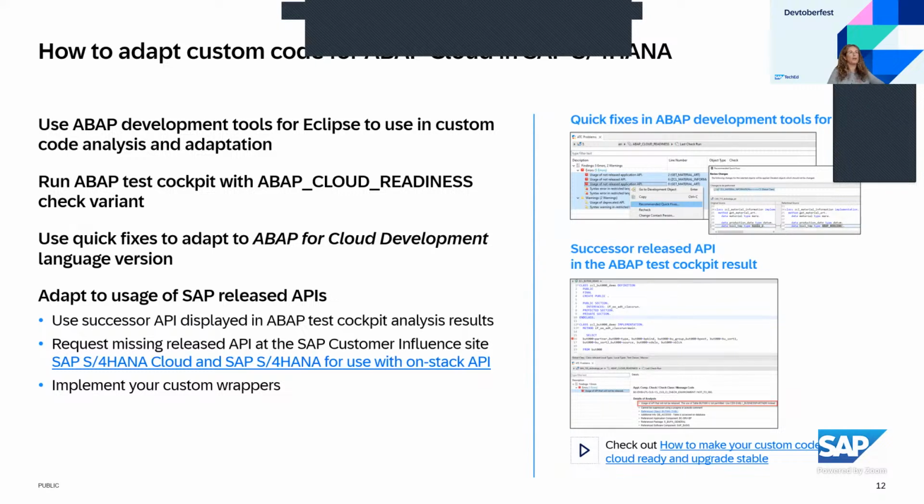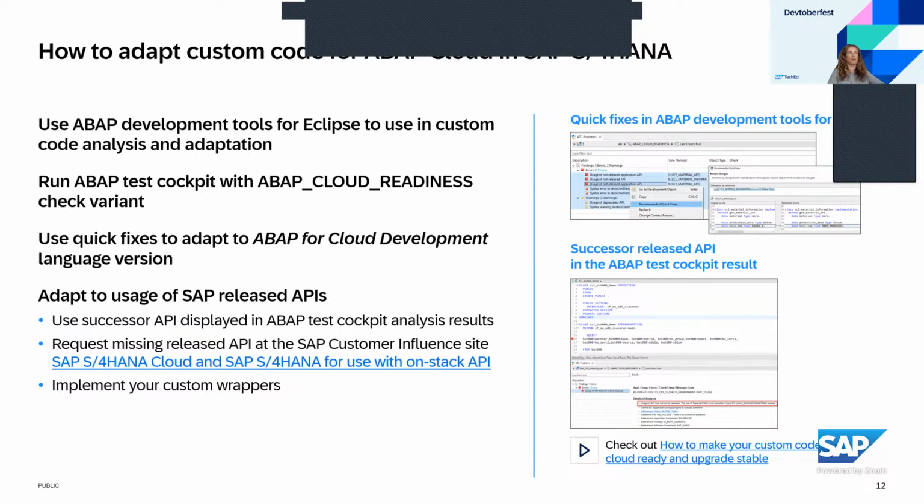If you have selected use cases which you would like to change in the direction of ABAP Cloud, to cloudify them, this is also possible, and the tool of choice is ABAP Development Tools for Eclipse and, of course, ABAP Test Cockpit. So you run ABAP Test Cockpit with the ABAP Cloud Readiness Check variant over your custom code development. And then the first step would be to use the quick fixes to adapt your code to the usage of the ABAP for Cloud Development language version, because we also provide some quick fixes which offer automated support for you here. And the remaining part can be adapted based on the detailed information in the ABAP Test Cockpit result.